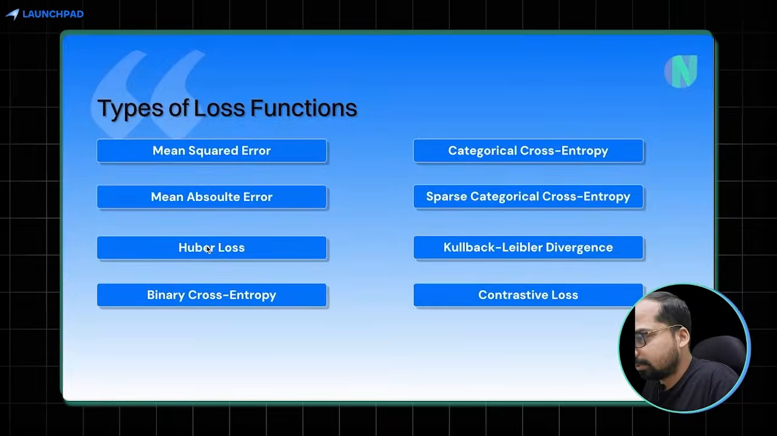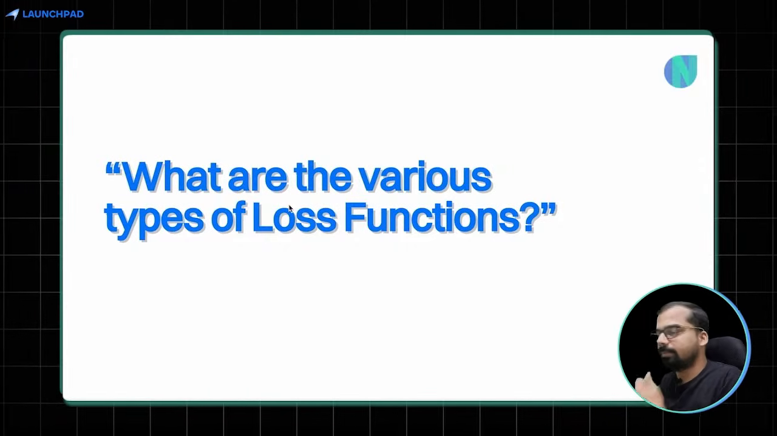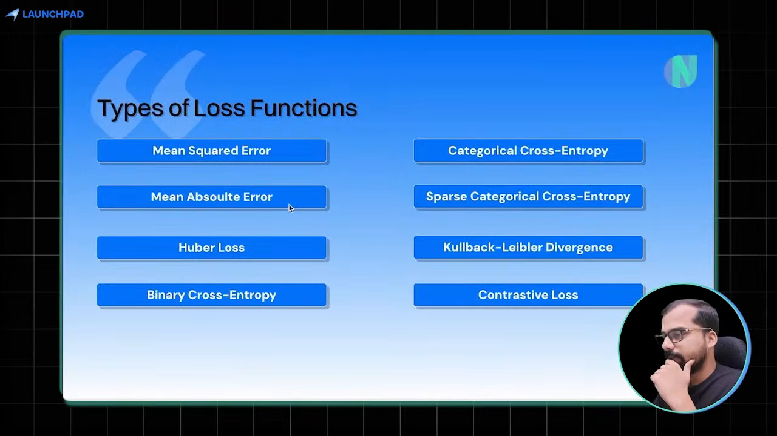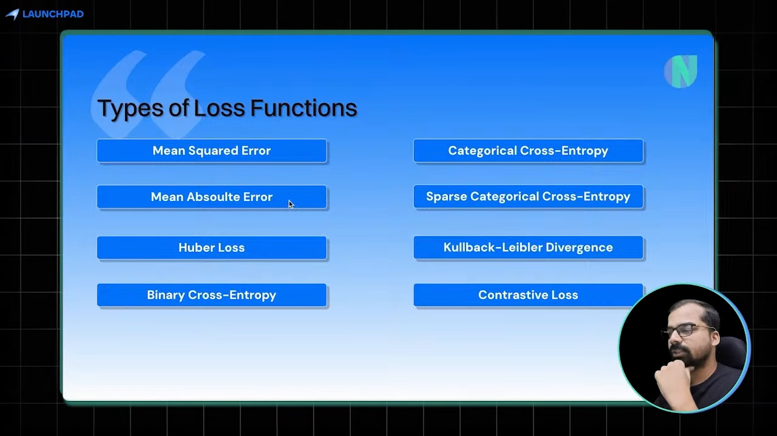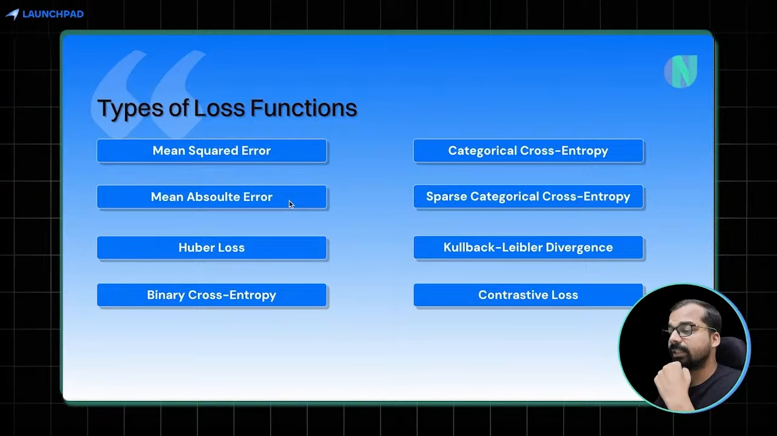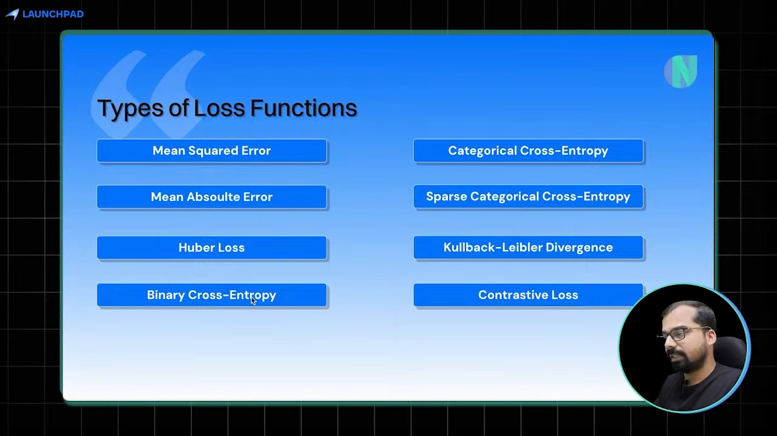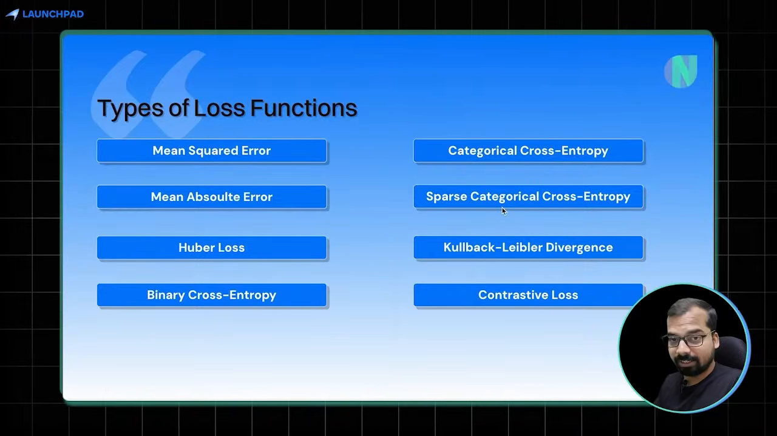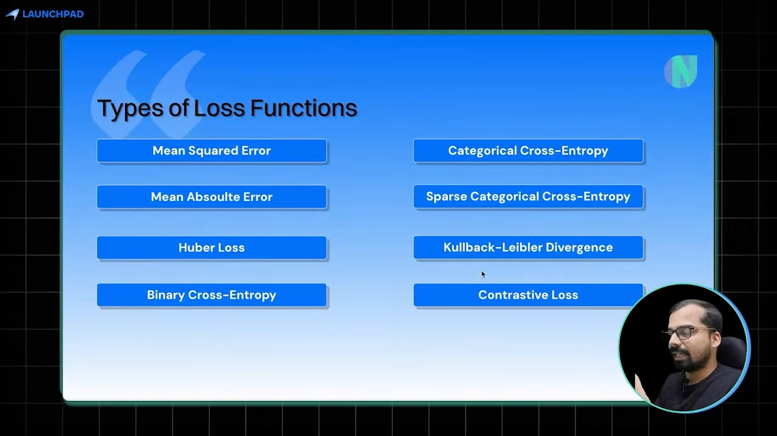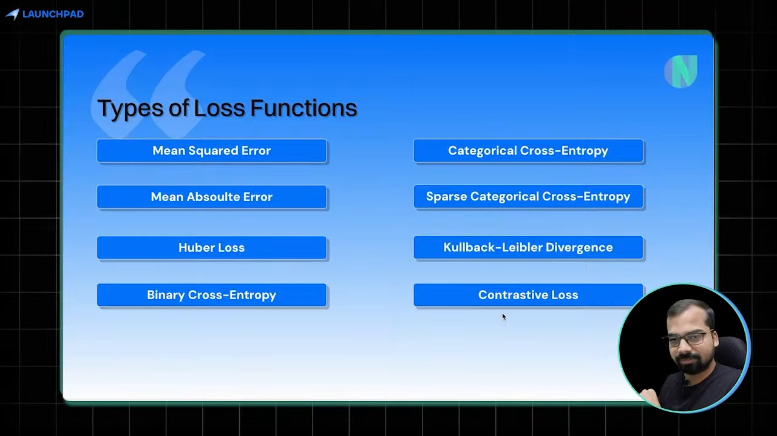So let's see what the different types of loss functions are. There are various types of loss functions in neural networks: mean squared error, mean absolute error, then there is Huber loss, binary cross entropy, categorical cross entropy, sparse categorical cross entropy, KL divergence, and contrastive loss.